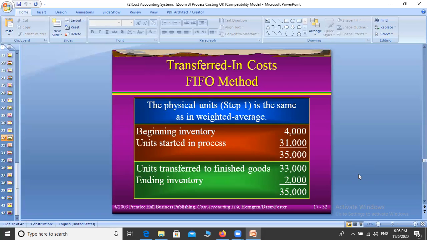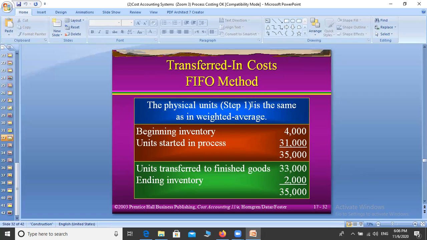Transferred in cost through the FIFO method. We explained the weighted average method, where we added beginning inventory plus the new units received, then completed some units and the remaining ending work in process. But in the FIFO method, we have to deal with the completed units in two steps. The first step is to complete the work in process at beginning, then to add the new units from this period that are finished. After this, we look at the ending inventory as in the last method.